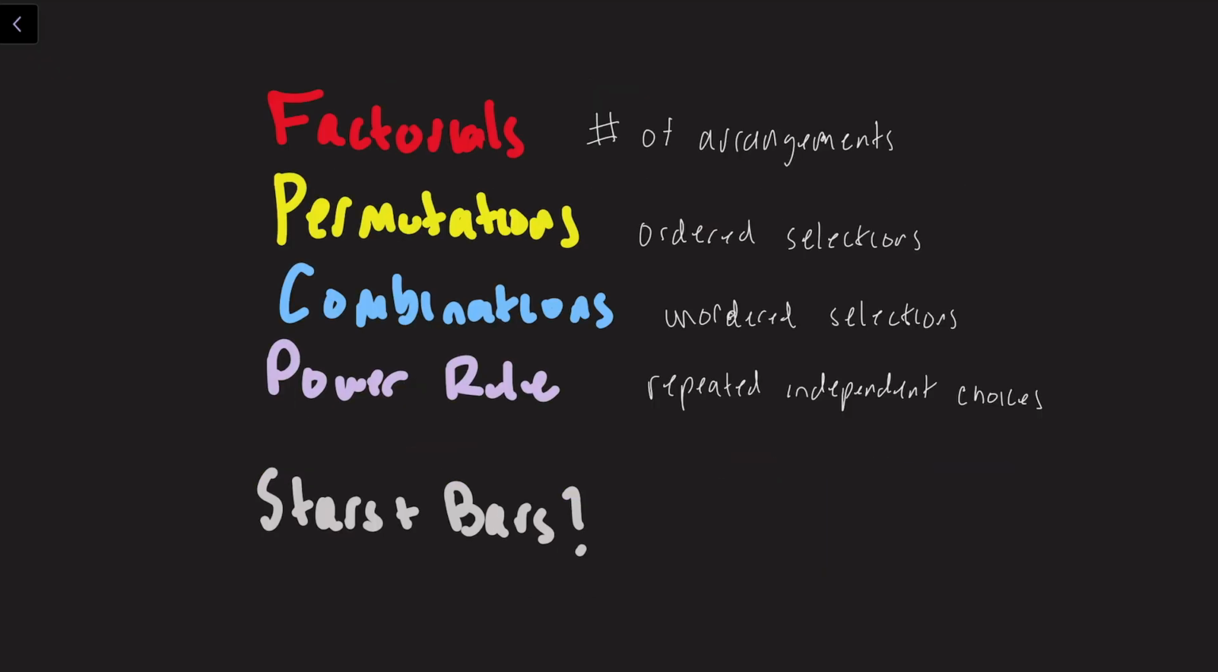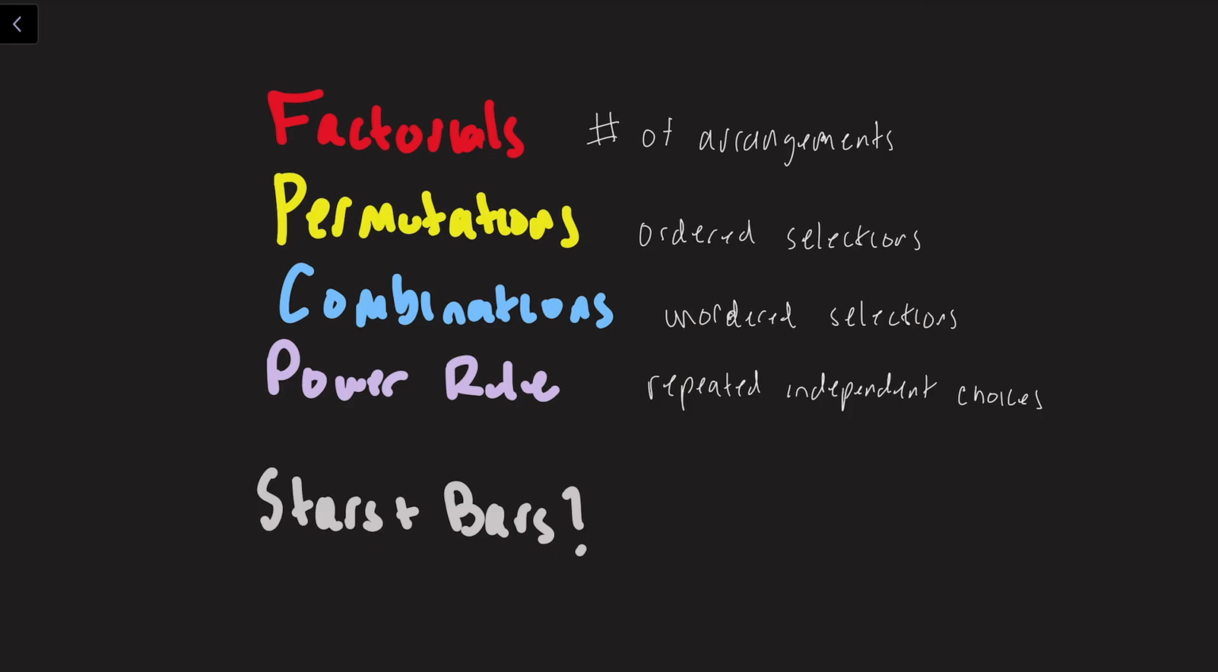So to recap, factorials count the arrangements of all objects. Permutations count ordered selections, and we use combinations when order doesn't matter, so they count unordered selections. The power rule counts repeated independent choices. The whole trick of combinatorics is identifying which situation you're in, so once you know that, these problems become way less scary and so much easier.